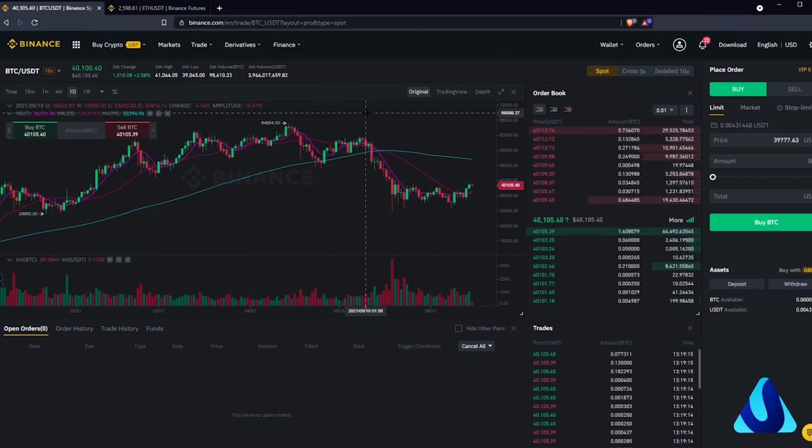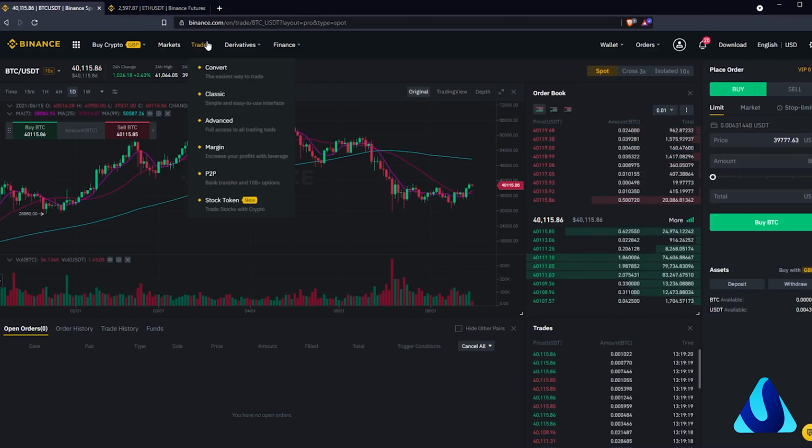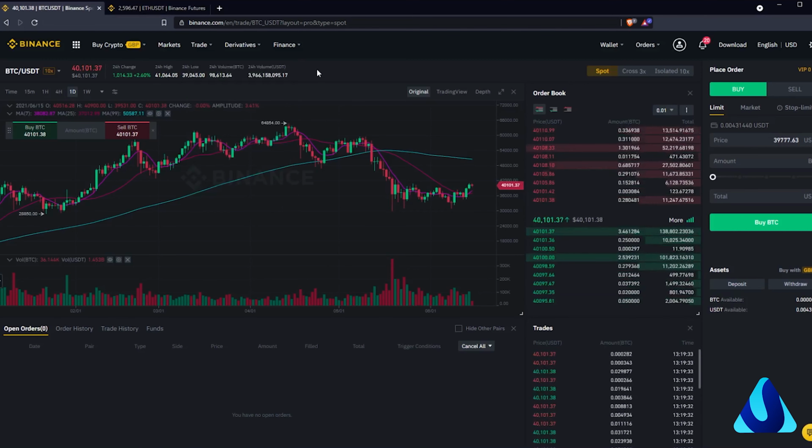Okay, so here we are on the spot market. Essentially what you would do is you come to trade here at the top. Once you're signed in, you've got two options. You can click classic or you can click advanced. Essentially you get a simple way to use it on classic or a more advanced version with all the tools that are available on Binance through this option. So currently we're on the advanced option. Now this is how it will look.